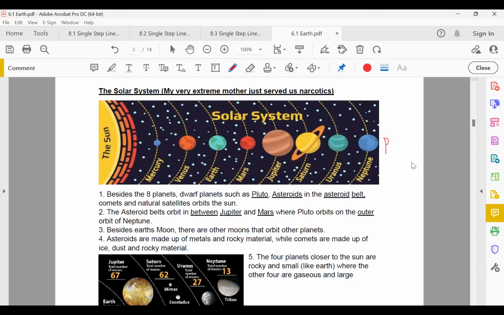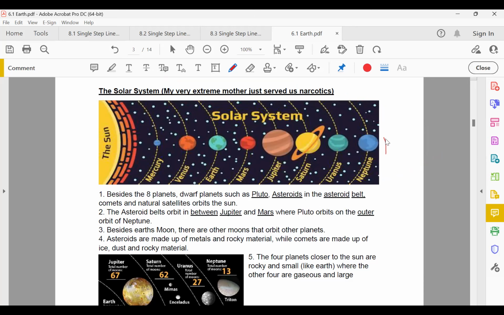Okay, so anyways, like I mentioned, in terms of this solar system here, you would be expected to remember the sequence. You can remember the sequence using this very funny acronym, right? My very extreme mother just served us narcotics. By the way, anyone don't know what narcotics are? Drugs. Yeah, it's drugs. Right, so that's something to remember. Right, then Mercury, Venus, Earth, Mars, Jupiter, Saturn, Uranus, and Neptune.